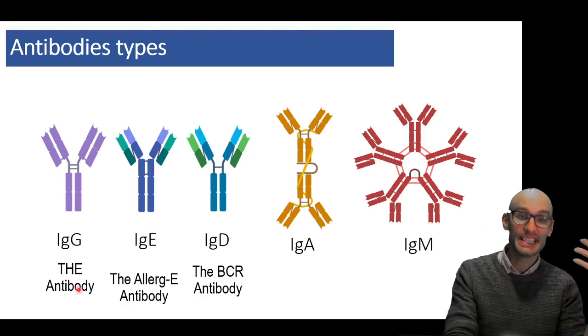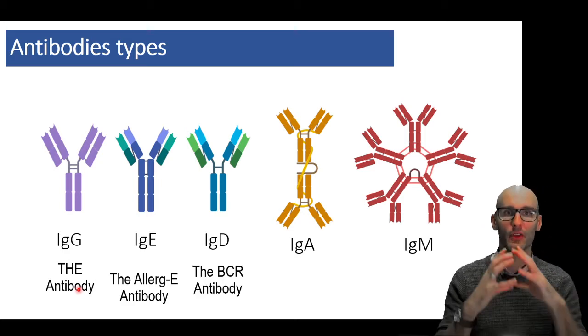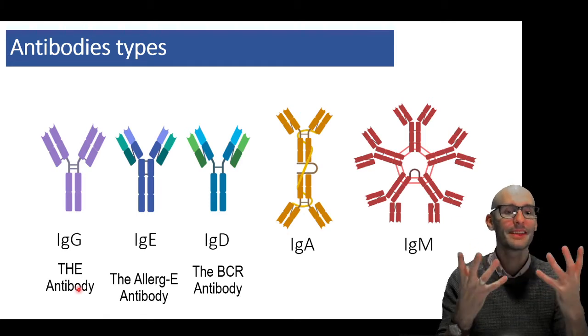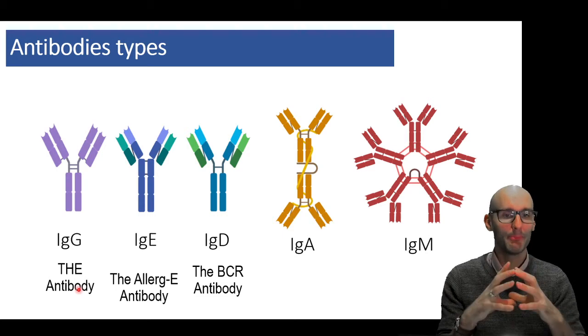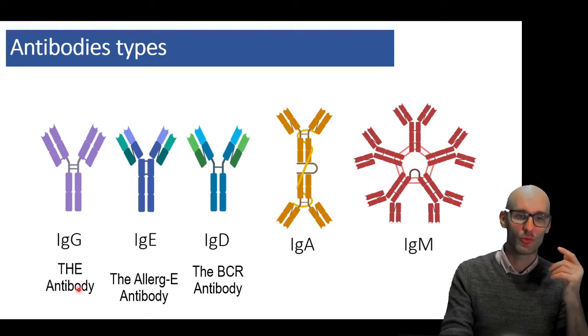Then there's IgD. This is most famous for being on the surface of B cells as the B cell receptor. So it's a membrane-bound antibody, often in B cells, and it acts as the B cell receptor.